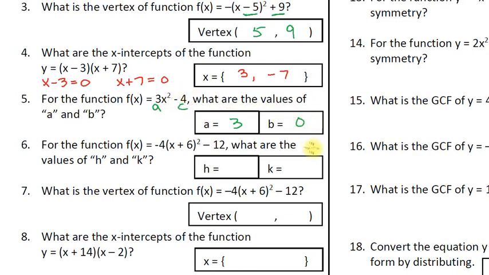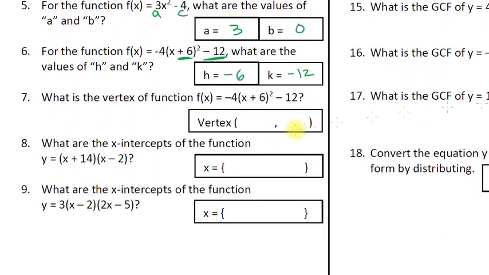Number 6: for the function f of x equals negative 4 times x plus 6 squared minus 12, what are the values of h and k? Well, this is vertex form. We have a binomial squared. That means h is right here and k is right here. Remember, class, when we take the h out of the equation, we flip the sign. That means h is negative 6, and k, we keep the sign, which is negative 12.